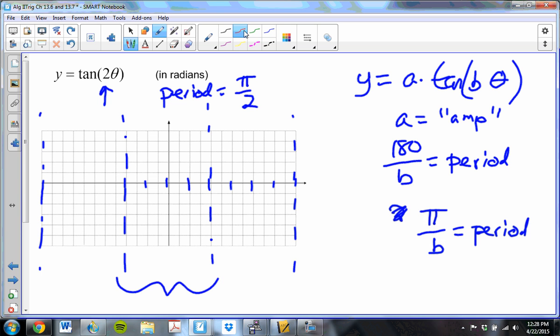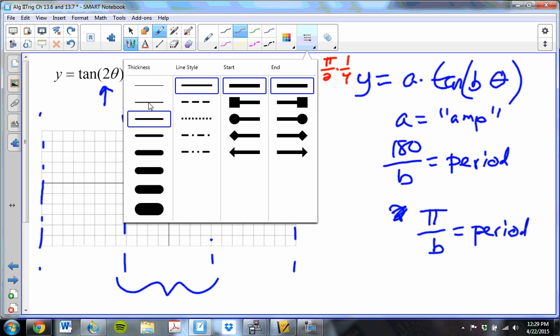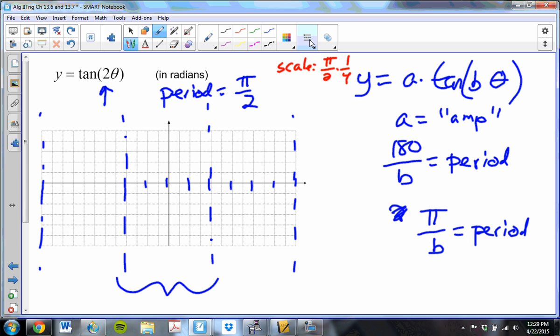My scale is going to be my period divided by 4. So whenever you're going to find the scale of your graph, take your period and divide it by 4. So it's pi over 8. So I'm going to count by pi over 8s on this graph. So here's 0, here's 1 pi over 8, here's 2 pi over 8, which is really pi over 4. So it should be 3 pi over 8, 4 pi over 8, which is pi over 2, 5 pi over 8, and 6 pi over 8. In the other direction, here's a negative pi over 8, a negative 2 pi over 8, and then you get the idea.